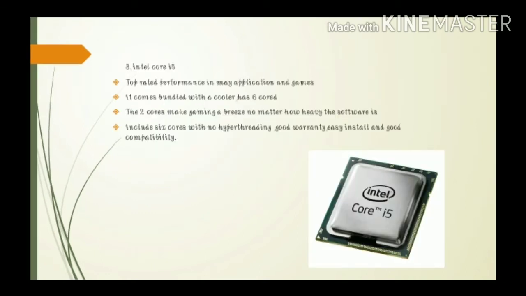The third thing is the Intel Core i5. It has top rated performance in applications and games. It also comes bundled with a cooler and has 6 cores. The 6 cores make gaming a breeze no matter how heavy the software is. This also includes 6 cores with no hyper threading, good warranty, easy installation and good compatibility.